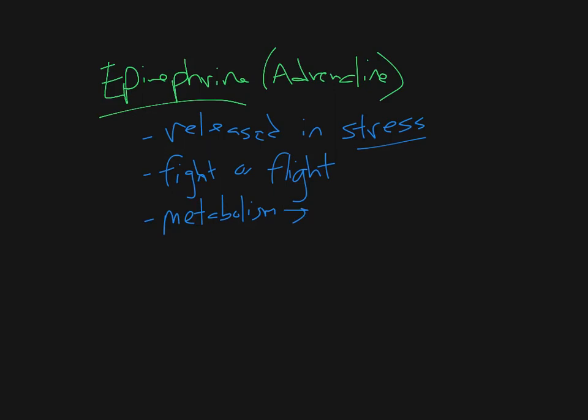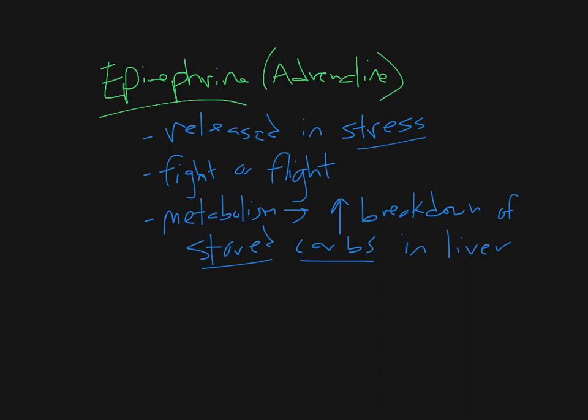Well, epinephrine goes primarily to your liver, but other tissues too, and it causes an increased breakdown of stored carbs in the liver. When that happens, it frees glucose, which goes to your cells, and your cells can use that for energy. So epinephrine released by the adrenal glands will cause your tissues to break down stored sugars so that you can use those for energy to do whatever it is you need to do, maybe run away or something like that.